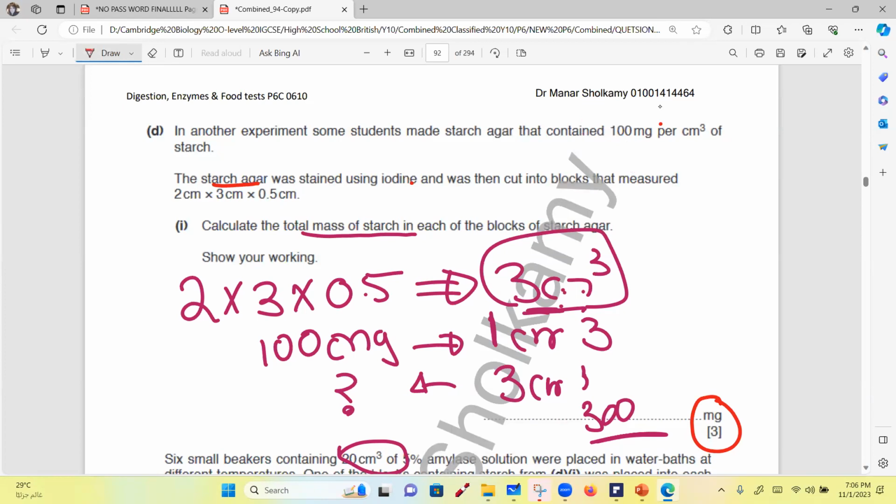The starch agar was stained using iodine. So I added iodine, and then it was cut into blocks. Every block measured 2 times 3 times 0.5. Every block had a certain dimension. We want to know how much starch is found in 1 block. You understand? Oh, yes. Thank you. Welcome.